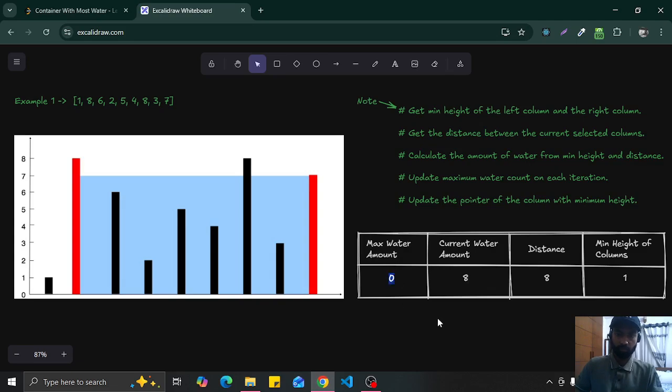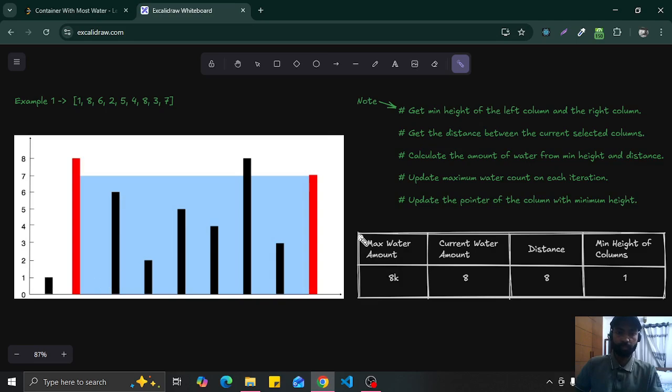So the maximum water amount is 8 at this point. Now what we have to do is get rid of the lowest column, because if we get rid of the highest column, we don't have a guarantee that it will land on a higher column, right? So getting rid of the lowest column makes sense. If we get rid of the lowest column, we might end up getting better output.